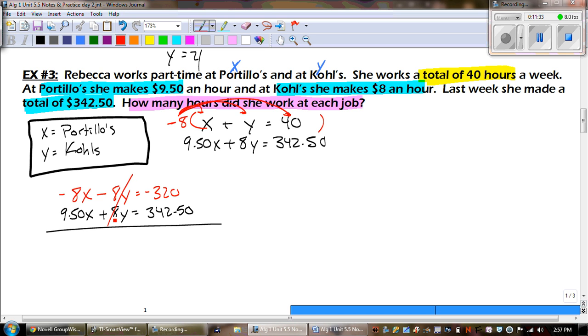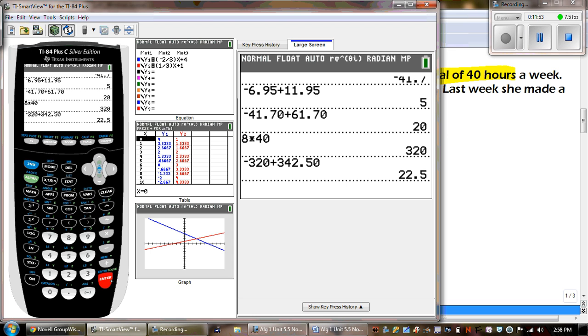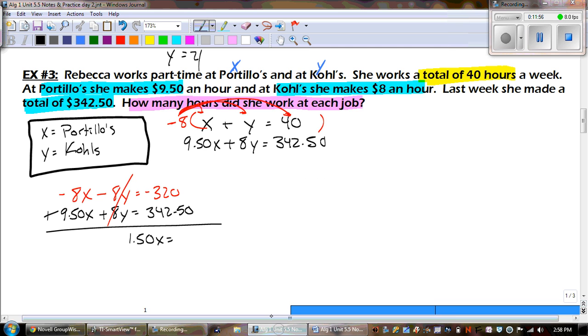Okay, now the y's cancel like we want. -8 plus 9.50 would be 1.50x. And then we have -320 plus 342.50. And that equals 22.50.